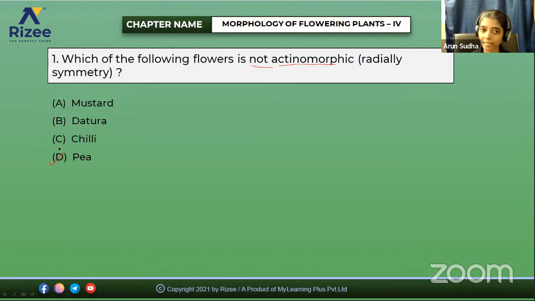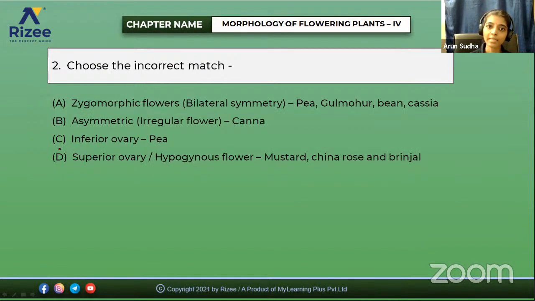Okay. And next question. Choose the incorrect match. Zygomorphic flowers or bilateral symmetry, it is pea, gulmohar, bean, and cassia. So these are the examples for bilateral symmetry. And the second option is asymmetric or irregular flower, canna. Inferior ovary, pea. Superior ovary or hypogynous flower is mustard, China rose, and brinjal. So which is the correct option?